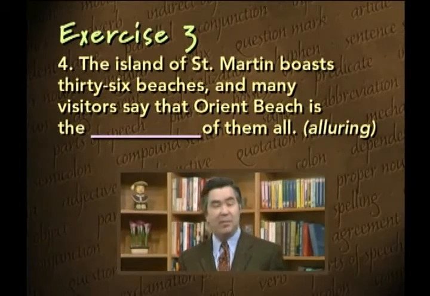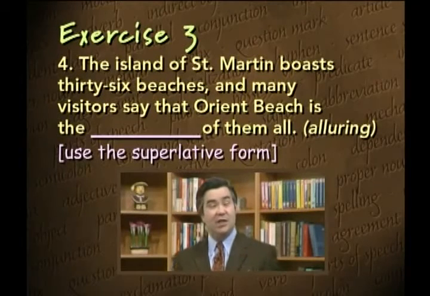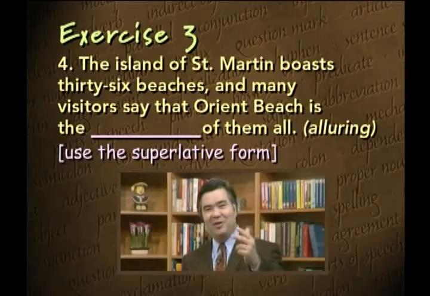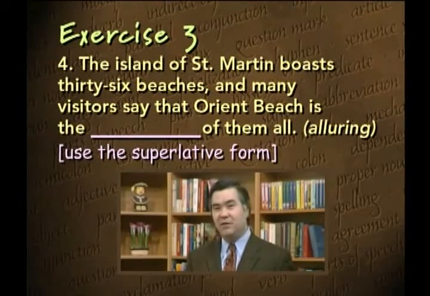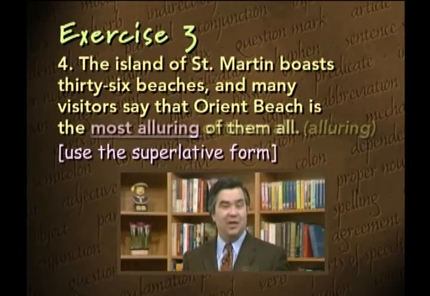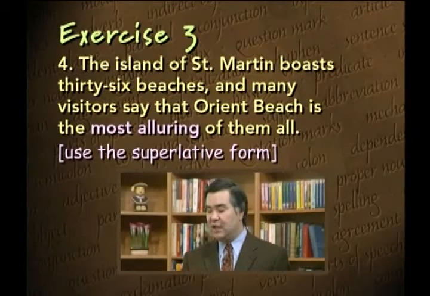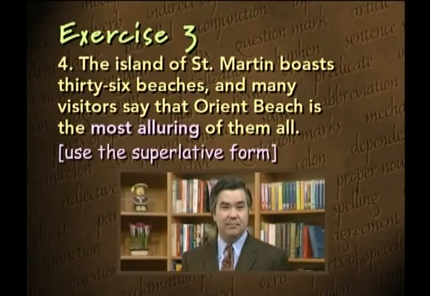So rather than the comparative degree, we want the superlative degree. Now, the adjective alluring contains how many syllables? 3. Alluring. Therefore, we need to form the superlative degree by adding the word most in front. And the sentence should read, the island of St. Martin boasts 36 beaches, and many visitors say that Orient Beach is the most alluring of them all.